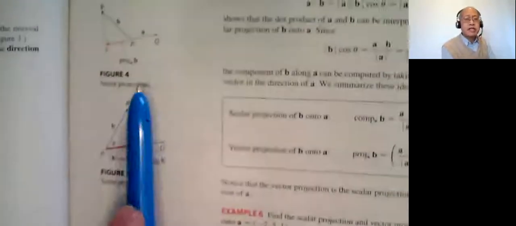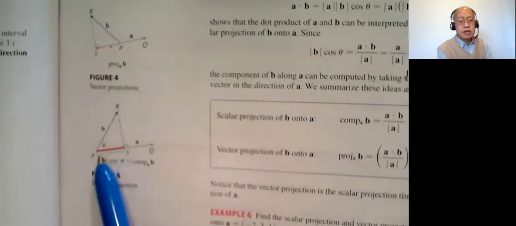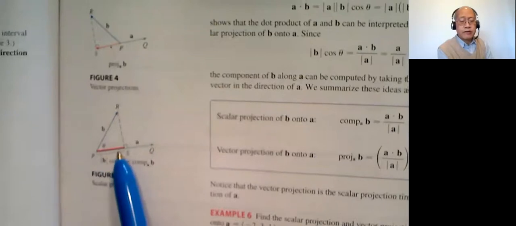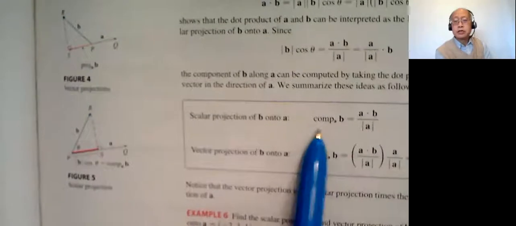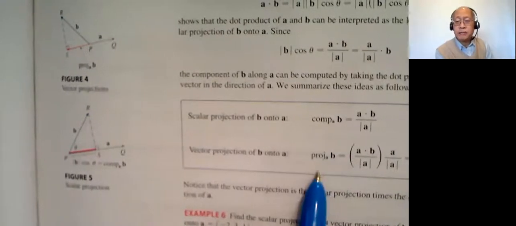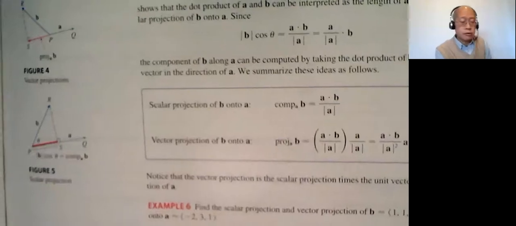So this projection, the projection of B onto A, if all you want is a number, the scalar projection, then it's a real number. If you want the vector projection, then you multiply by a unit vector in that direction. So scalar projection and vector projection of B onto A. And you're welcome to put both of those on your next formula sheet or cheat sheet.